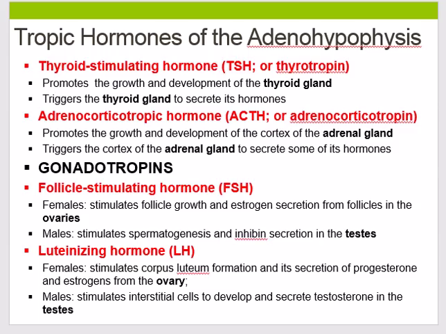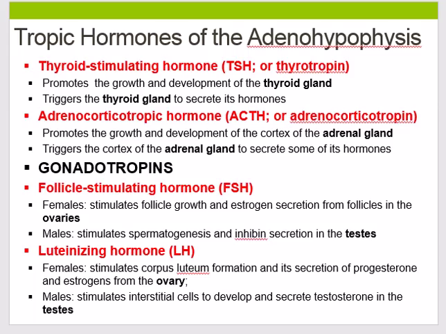The next type of tropic hormones are gonadotropic hormones. And the examples that we have here are follicle-stimulating hormone and luteinizing hormone. When you hear the term gonad, you should know that it's referring to the ovaries or the testes. Let's begin with follicle-stimulating hormone. This has a slightly different effect in males than females.